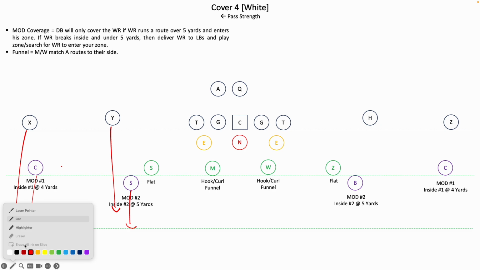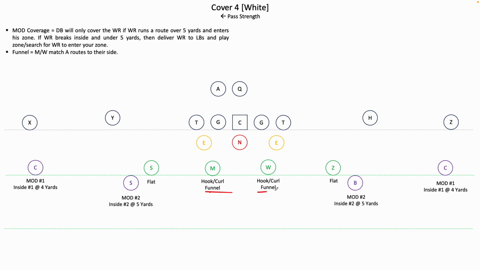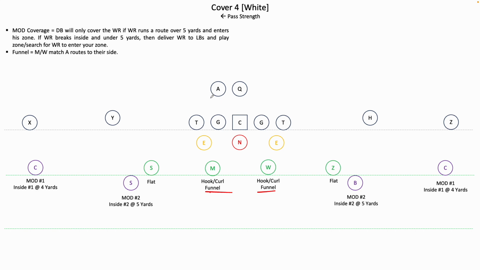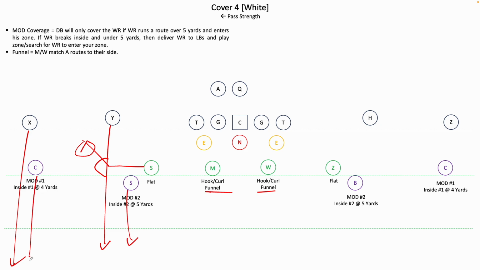Let's talk about funneling. Funneling is where the mic and the will match the A route until the A crosses the line of scrimmage, and then it's man to man. So let's say that we get four verts on this side, one vert, two vert. We know that the Sam is going to try and reroute here and then get to the flat. So the Sam's going to be right about here. We know that the Spartan is going to take the number two. We know that the corner is going to take the number one.